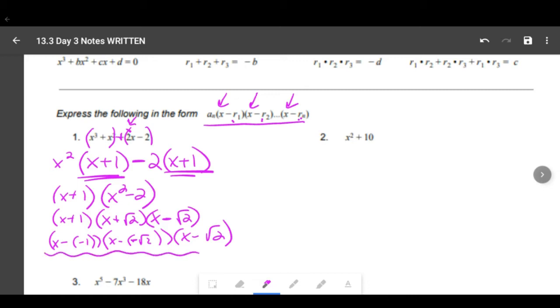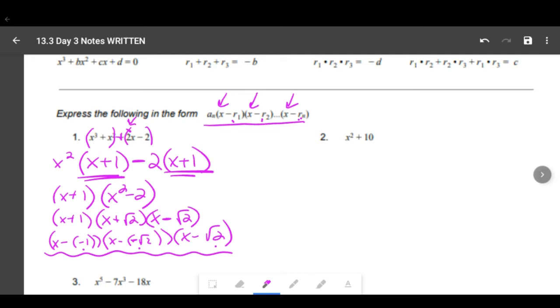And this is how you would write that polynomial in the factored form, where it's x minus a root, and a root, and you'd say those are your three roots if it was asking for that, right? Negative 1, negative square root of 2, and positive square root of 2. Okay? So all you're doing is taking the polynomial and writing it in factored form.